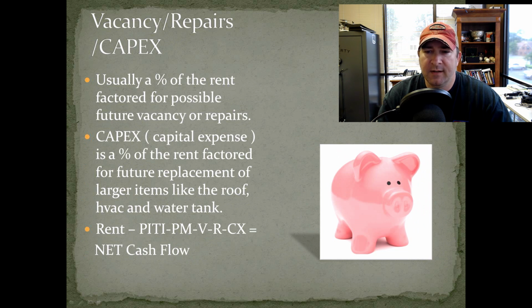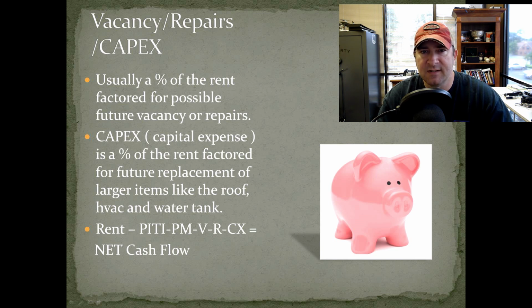In the last slide, when I talked about other expenses, these are the other expenses I was referring to: vacancy, repairs, and CapEx. A lot of times in a pro forma, they'll add this as a percentage based on the rent, factored for possible future vacancy or repairs. What percentage should you use? It's hard to say. Some people will use a high side of 8 to 10%. Some people will use a low side of 3 to 5%. Like I said, every investor is different.